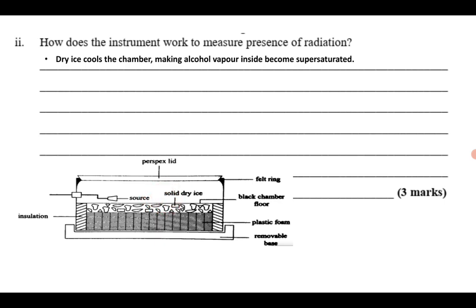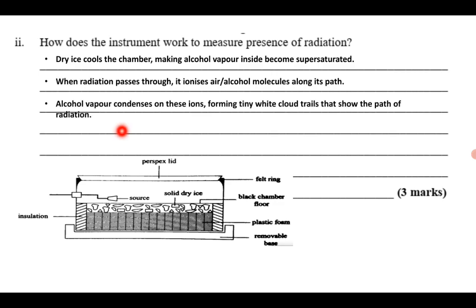So once ionized, the alcohol is going to condense, to turn into liquid, and these ions form tiny white clouds, which are called trails, that show the path of radiation. So these are the three things that you should have written in order to get all the 3 marks there.